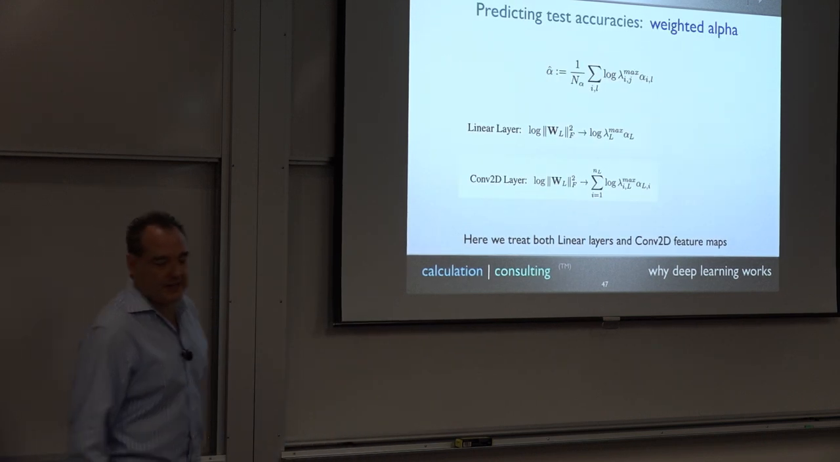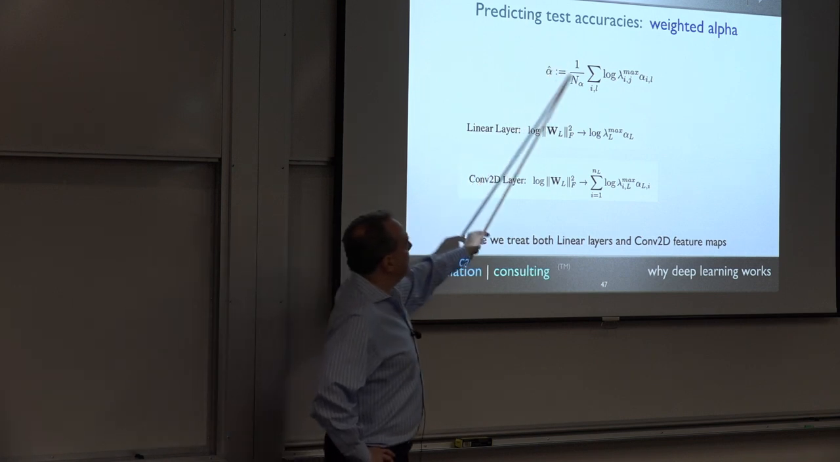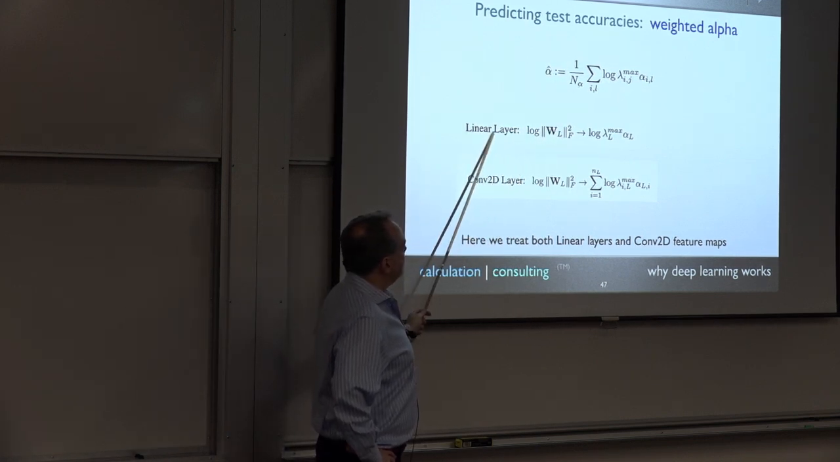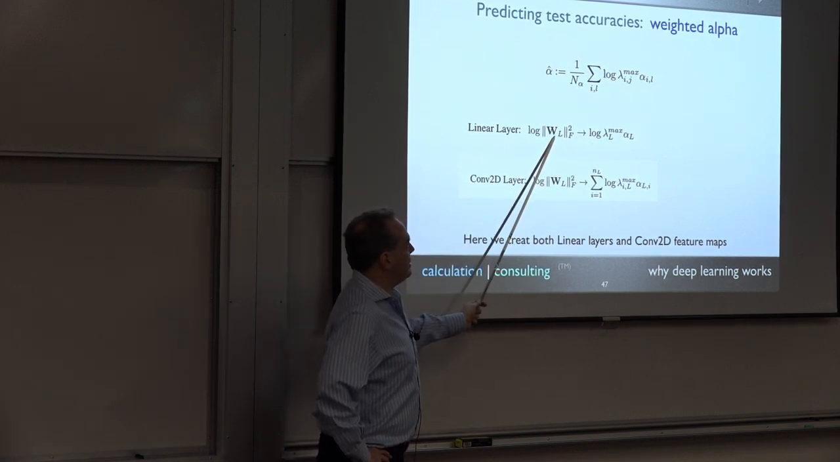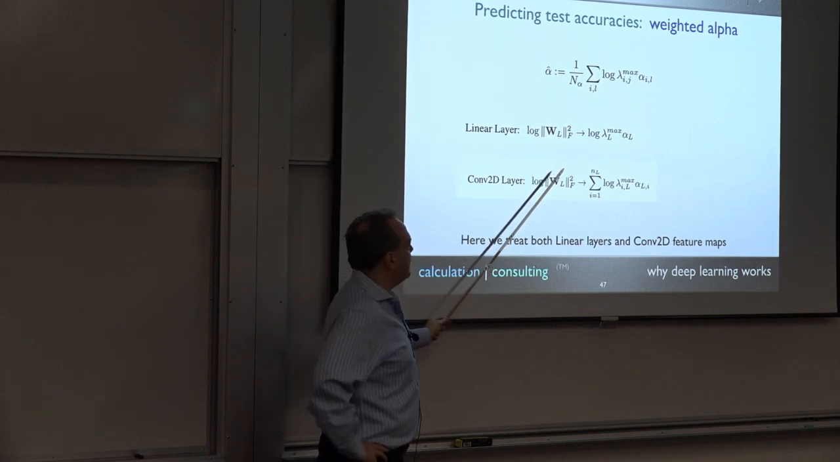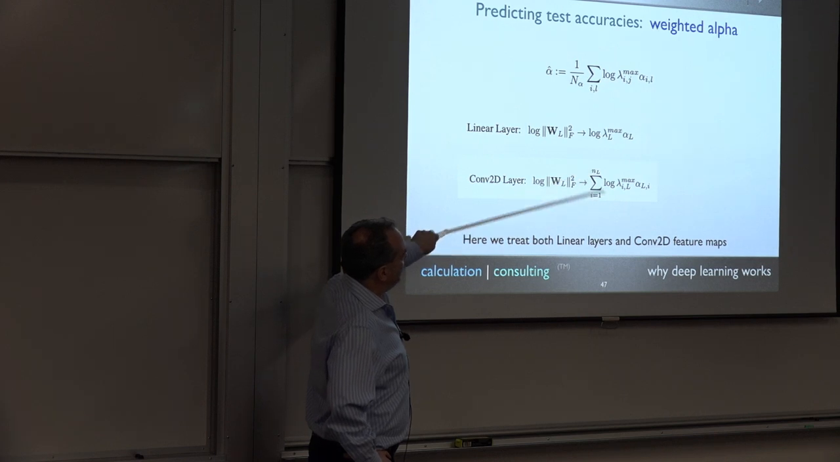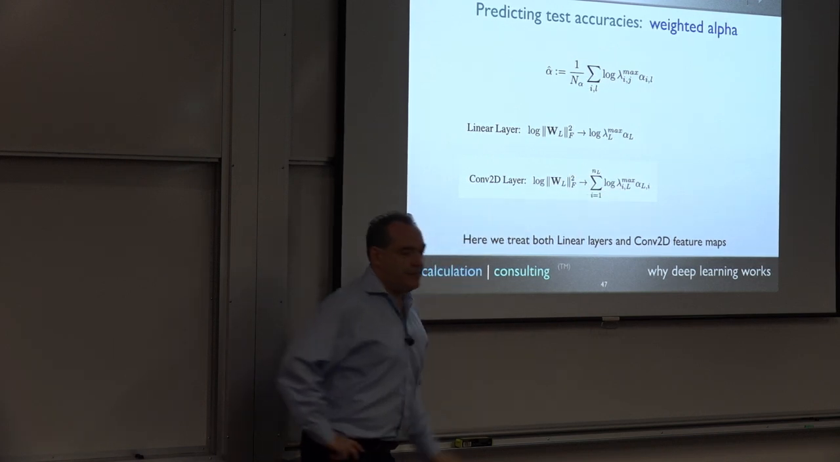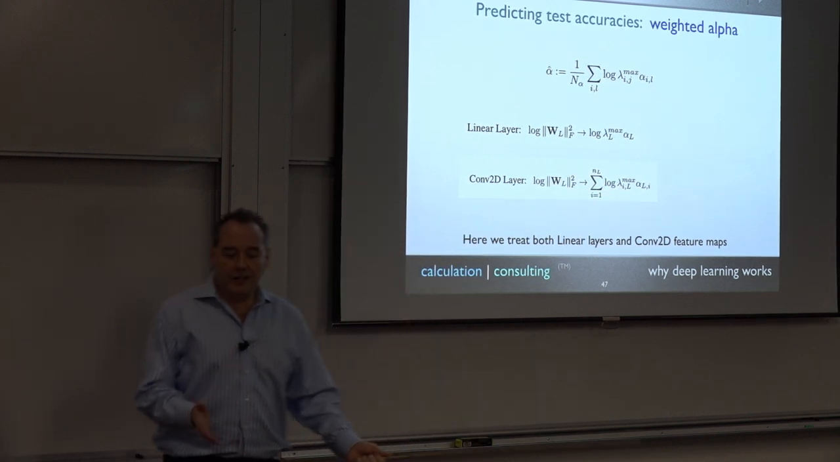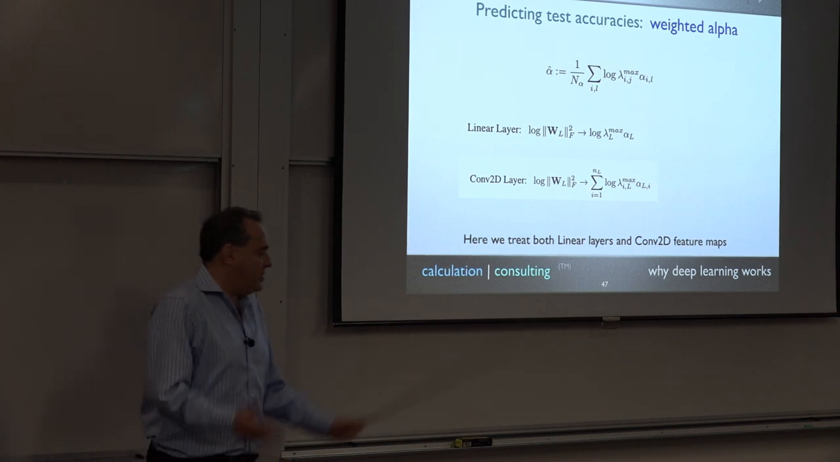So we create a weighted alpha metric. For each linear layer, we just take the weight matrix for that layer. I don't include the bias term. For convolutional 2D layers, I have n feature maps, and I just take the sum over all the feature maps and take an average. There are a couple different ways you can take the average, but we just do something trivial.